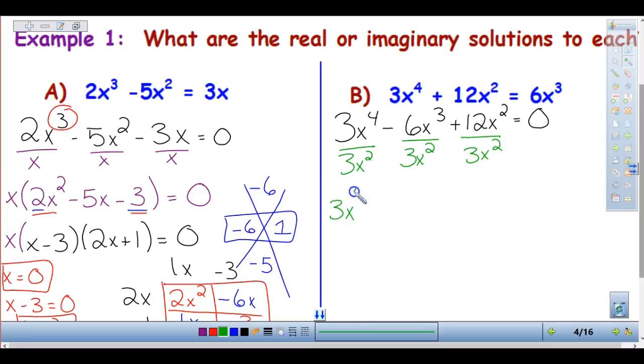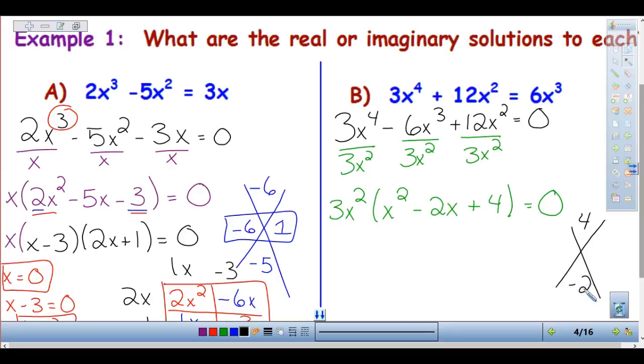Remember, that doesn't disappear, that still needs to be out front. And then when we factor that, we are going to be left with x squared minus 2x plus 4. Okay. Now, as we look at this, are there any factors of 4 that give us -2? There are not, because the factors we have are 4 and 1, or 2 and -2, or 2 and 2, and that doesn't work. So we have to use the quadratic for this.